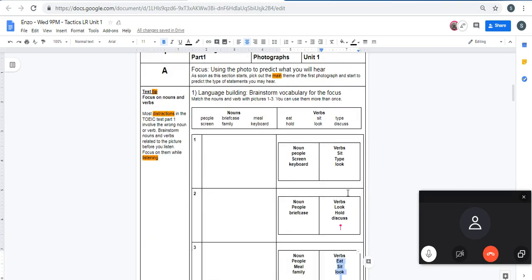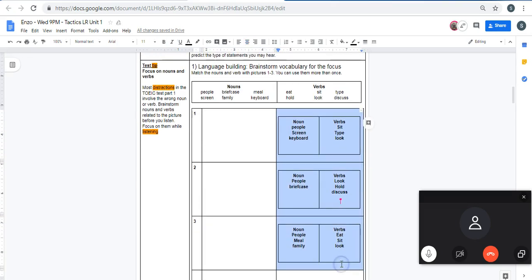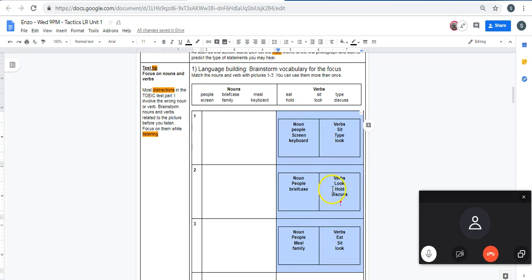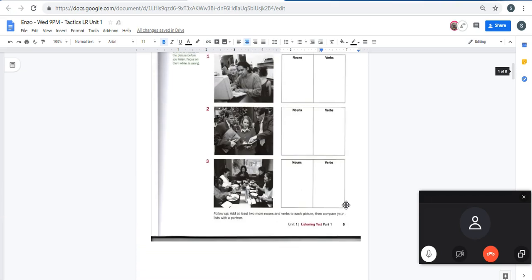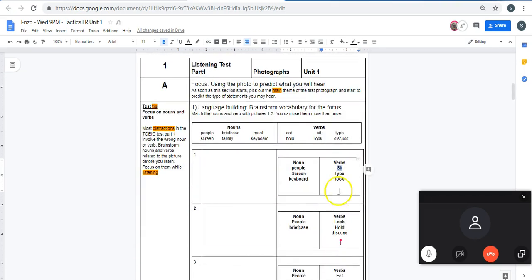All right, good. So is it hard to predict? I think it's easy. Okay. So the answers here under verb are all correct. The girl and the man are sitting, the man is typing, and the girl is looking.